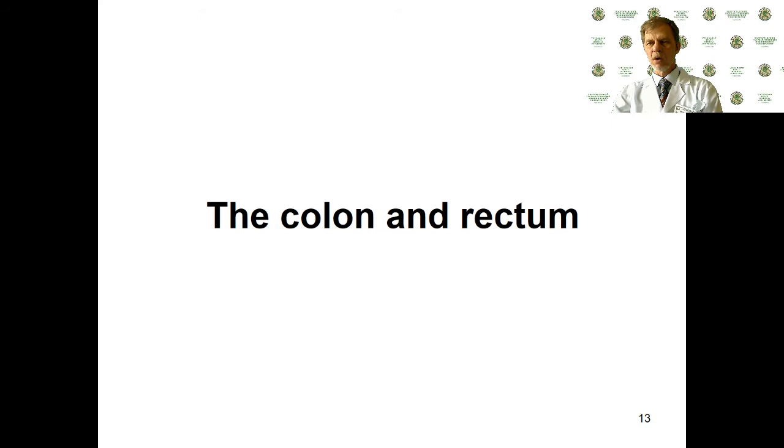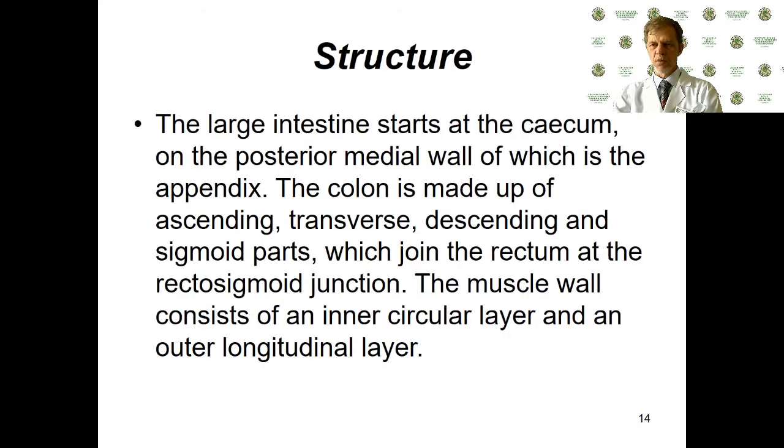Now let's talk about colon and rectum, or large bowel. The large intestine starts at the cecum, on the posterior medial wall of which is the appendix. The colon is made up of ascending, transverse, descending, and sigmoid parts, which join the rectum at the rectosigmoid junction. The muscle wall consists of an inner circular layer and an outer longitudinal layer.